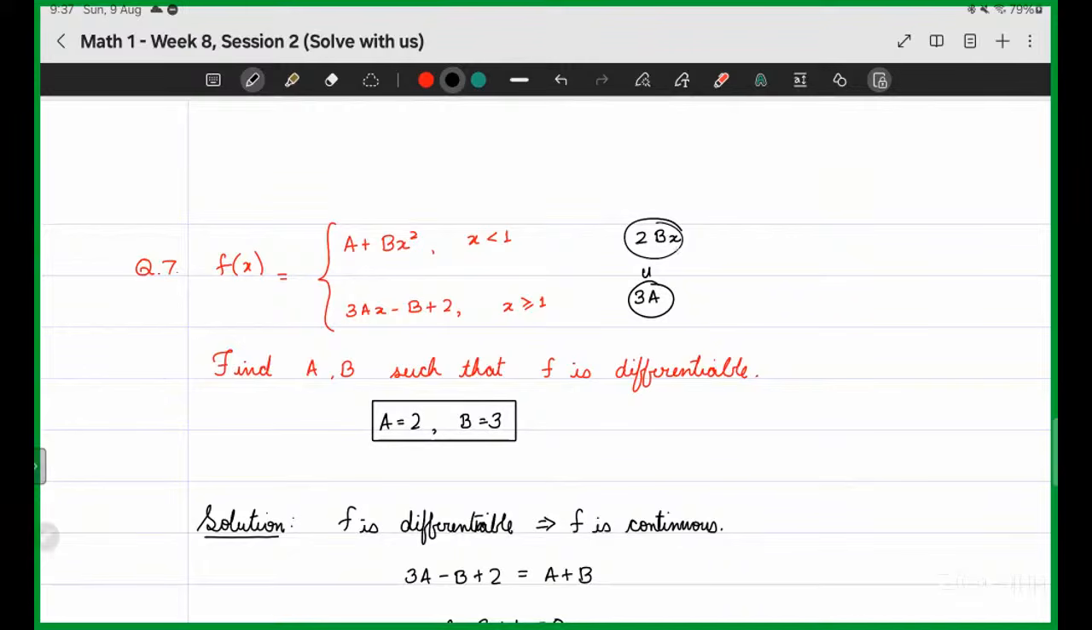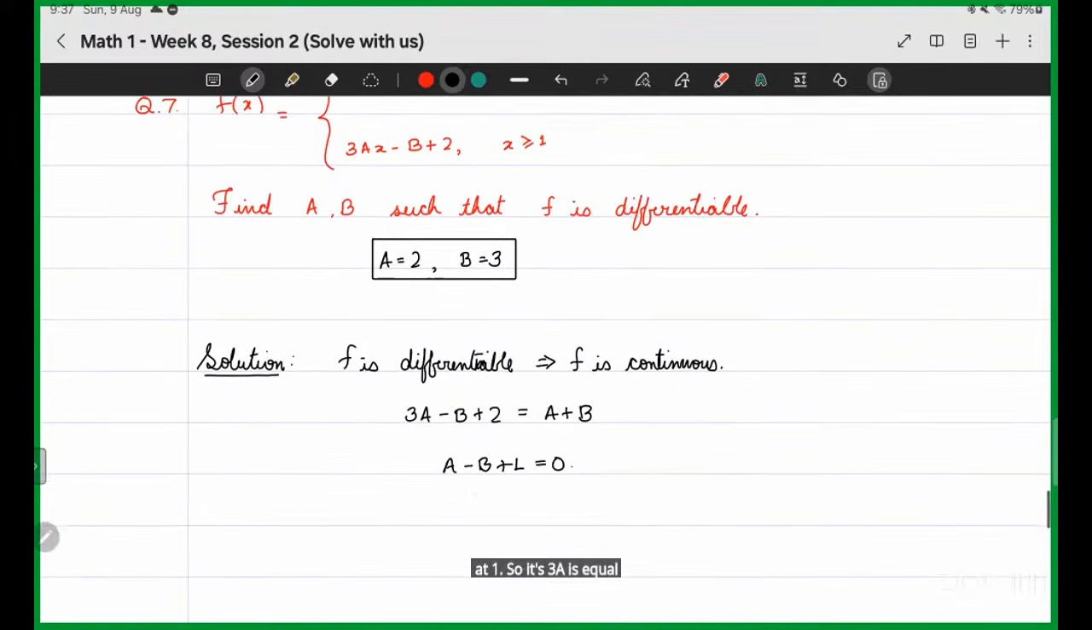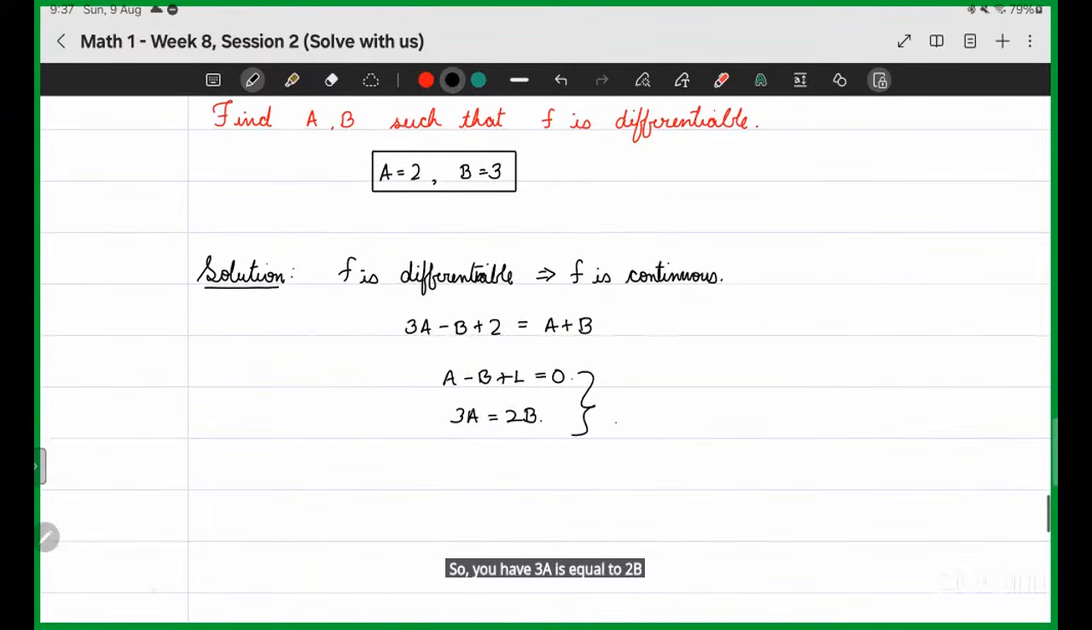At 1, so it's 3a is equal to 2b. So you have 3a is equal to 2b. And if you solve these two equations, you'll get this.